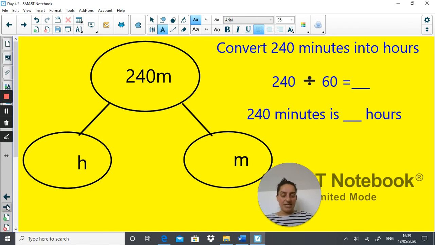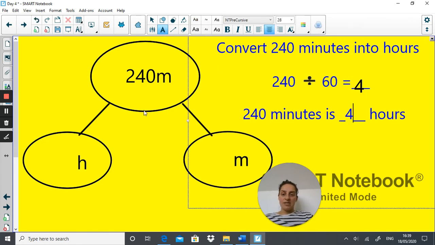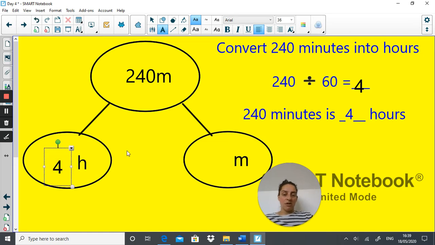So try this one, please. You should remember from yesterday, 240 divided by 60 is 4. So 240 minutes is the same as 4 hours. And in our part-whole model here, we can put the number 4 for hours, 0 for minutes, and that is the answer. Good.